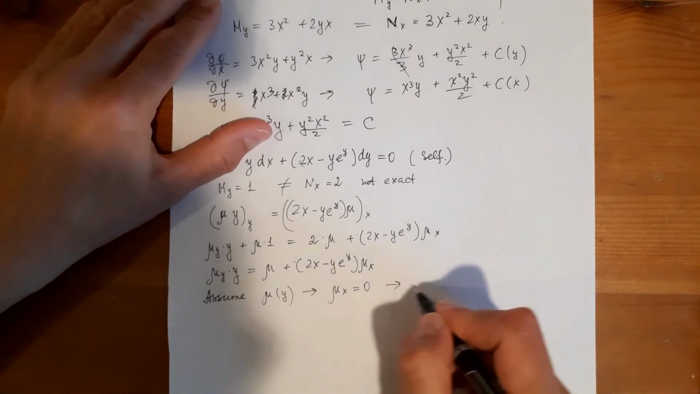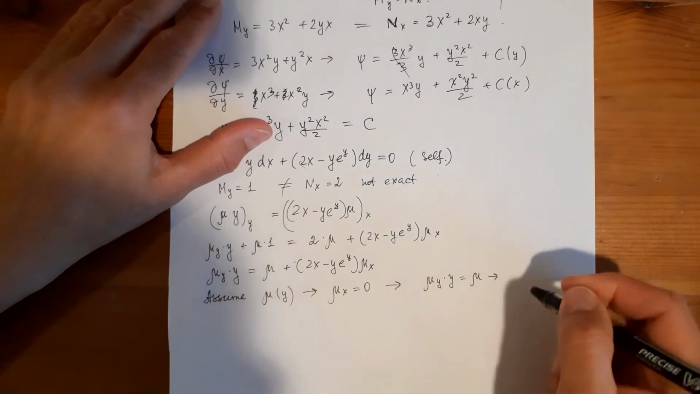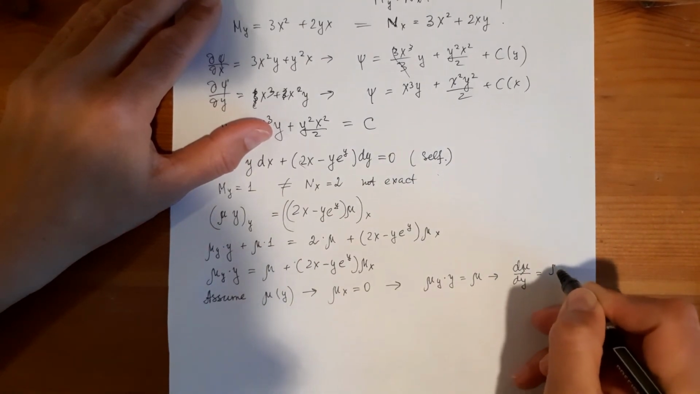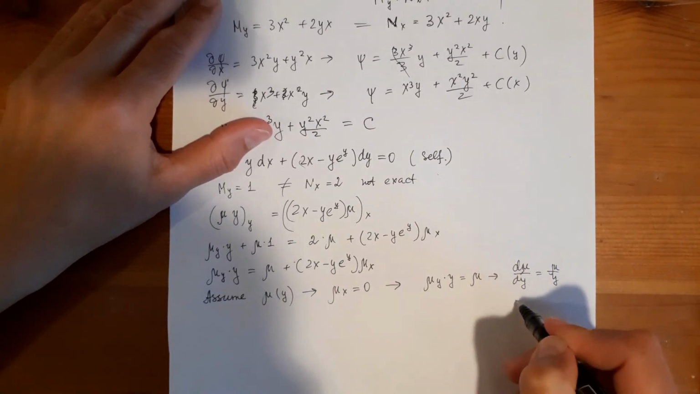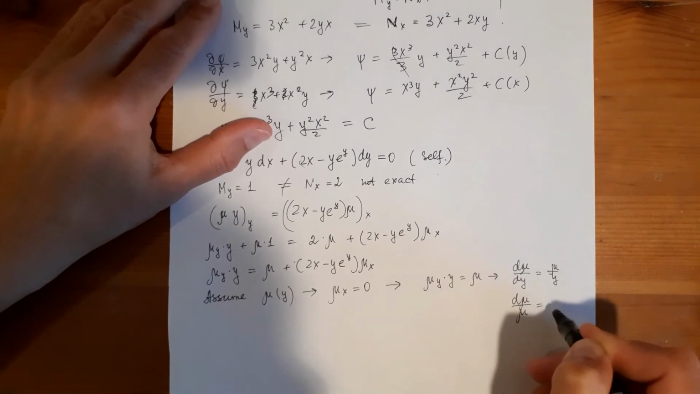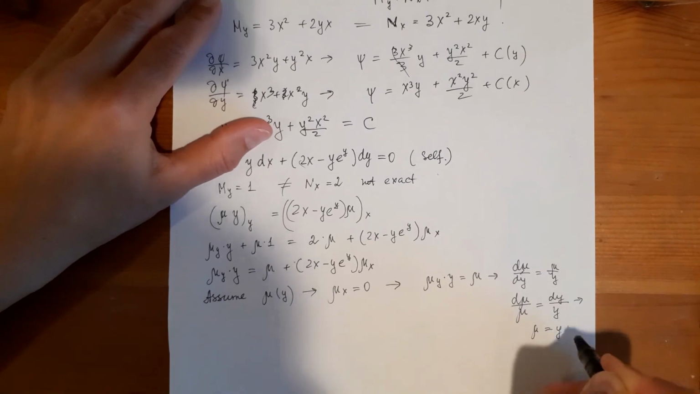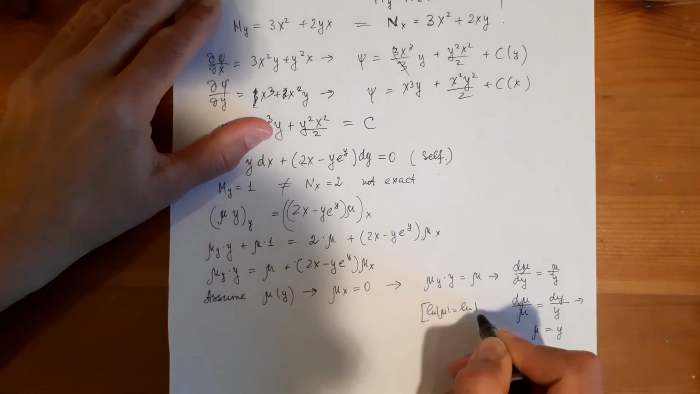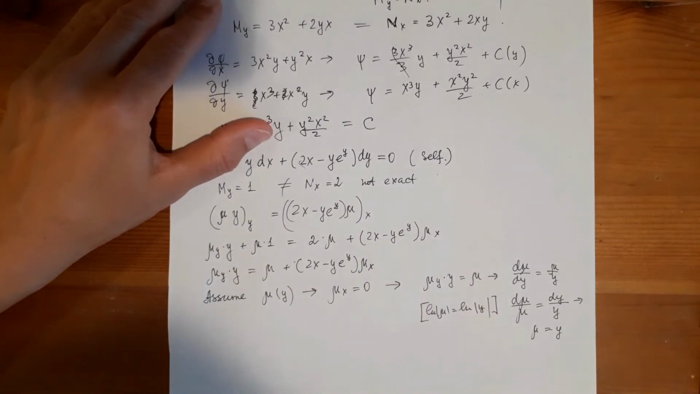Good for us, right? So I have mu_y times y equals mu, from where d mu dy equals mu, moving y over here. Well, we got d mu over mu equals dy over y, from where mu equals y. Well, I'm missing one step here: ln of mu equals ln of y. Remember, we need just one, so I'm just setting mu equals y. Now we are fine.